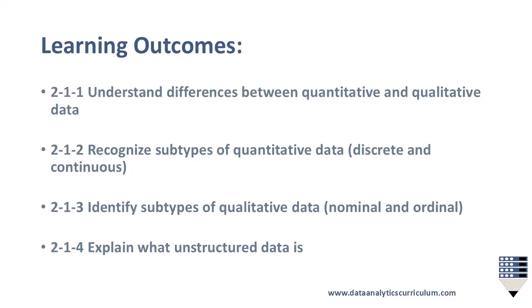First, you'll understand the difference between quantitative and qualitative data. Second, you'll be able to recognize the 2 subtypes of quantitative data, discrete and continuous. Third, you'll be able to identify the subtypes of qualitative data, nominal and ordinal. And finally, you'll understand what unstructured data is and how it's different from the others.